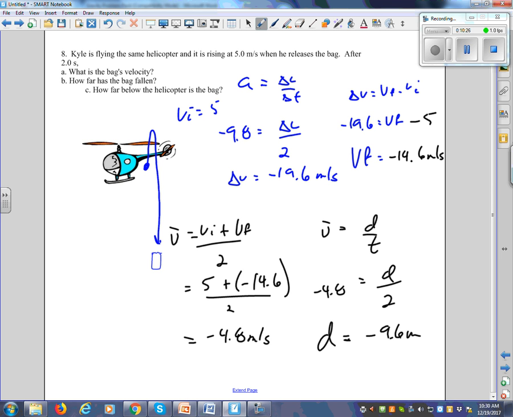Okay, but now there's one more question. How far below the helicopter is the bag? Because the bag has gone up and down, right? And this distance here is going to be how much?